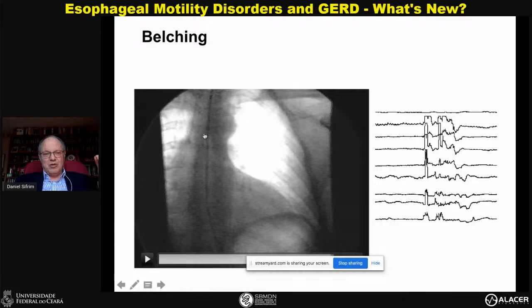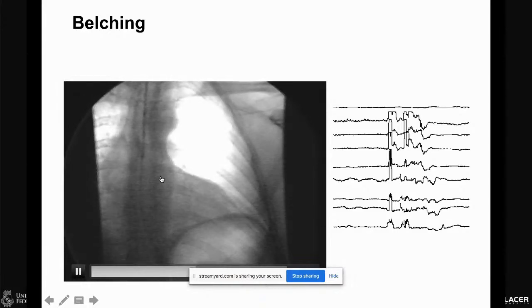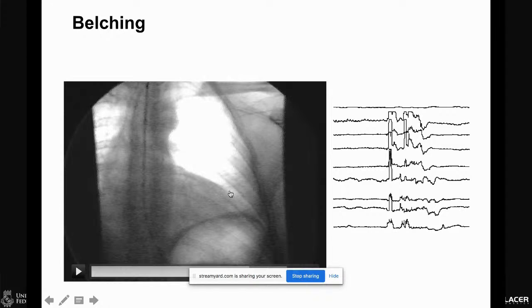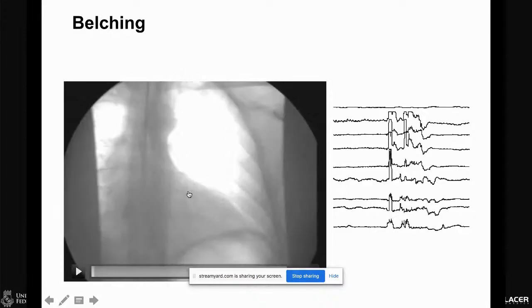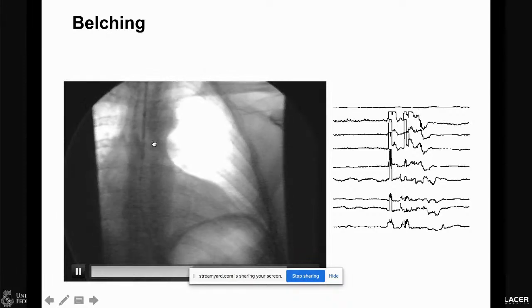And now there is a swallow or a movement that is emptying the air. All right, so let's see it again. I will stop it when I see the belch. Now, this is expressed here: a rise in impedance induced by air. And then there are two spikes. And then there is a peristaltic sequence that is clearing the air. You will see it now.